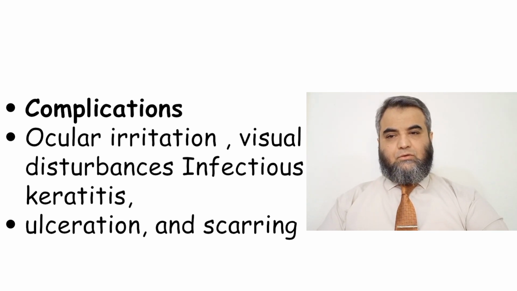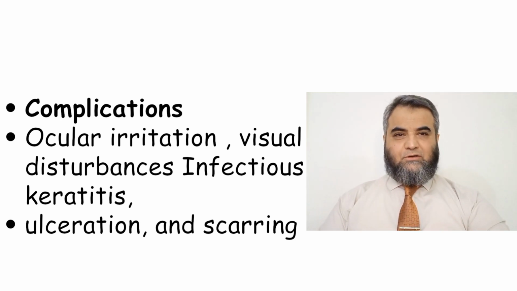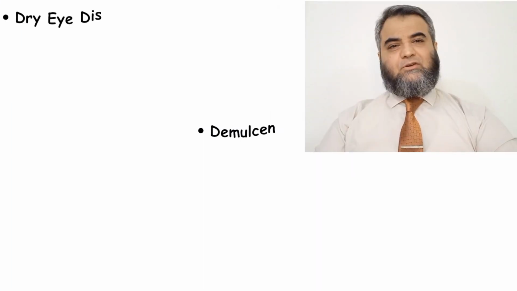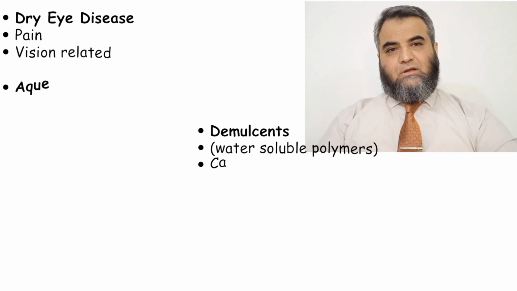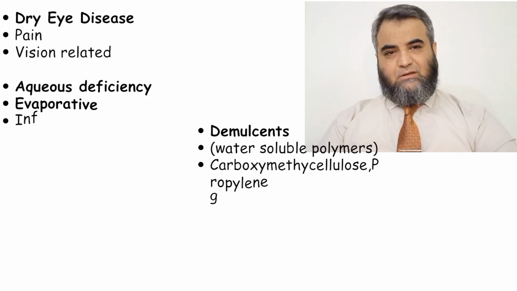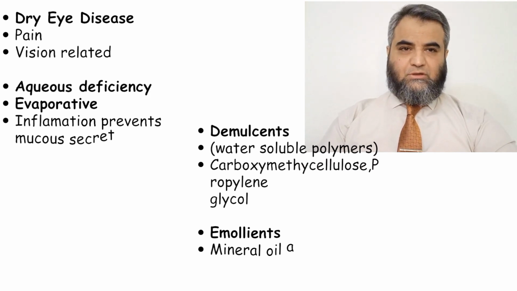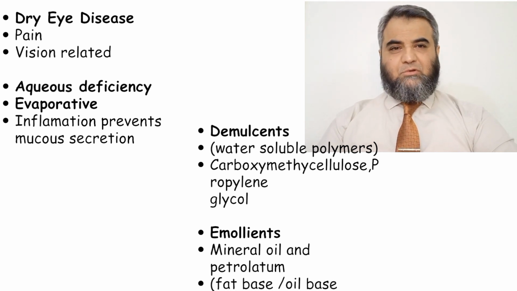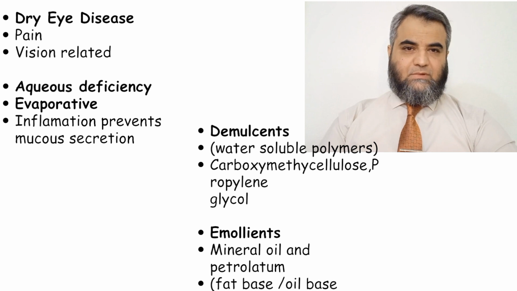So it is always very important to control the disease in its earlier stages, because once infection develops, there will be scarring, and scarring will later on compromise the vision. I mentioned that dry eye disease basically causes two things. It causes pain, or it may cause decreased vision. It may be because of aqueous deficiency, or it may be because of evaporation.